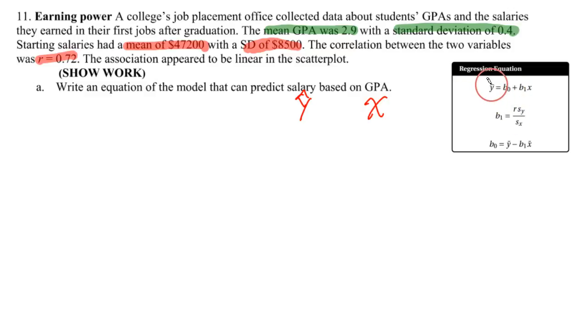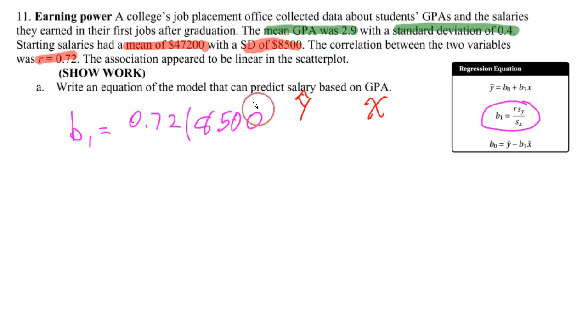In order for me to do y hat, I need to know what B0 and B1 are. So B1, we'll do that first. B1 is equal to R, well, R is 0.72, times, and in the formula it's Sy. So I need to find the salary's standard deviation, which is right here. It's the 8,500. All of that is going to be over the standard deviation of x. So I need to find the standard deviation of the GPAs, which is that 0.4.